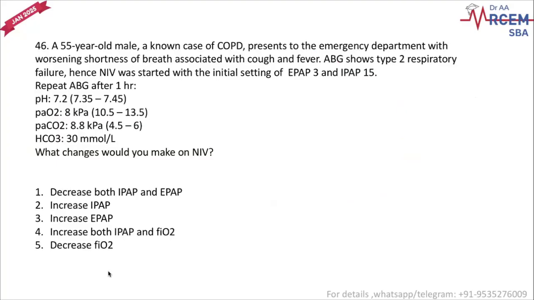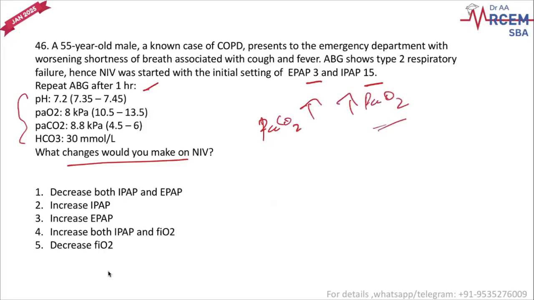A 55 years old male, unknown case of COPD, brought to the ED with worsening shortness of breath. ABG done shows type 2 respiratory failure, and NIV started initially with a setting of EPAP and IPAP of these readings. After 1 hour, you got these readings. What are the NIV changes? What do you need to do? There are high PaCO2 values still and high PaO2 values.